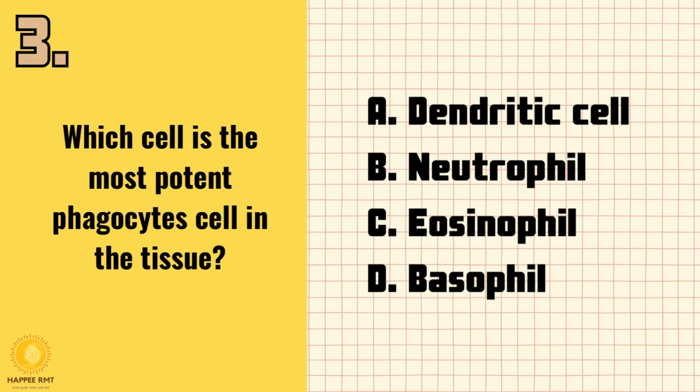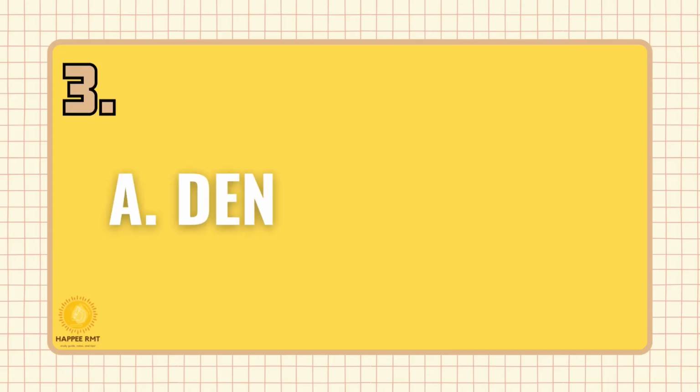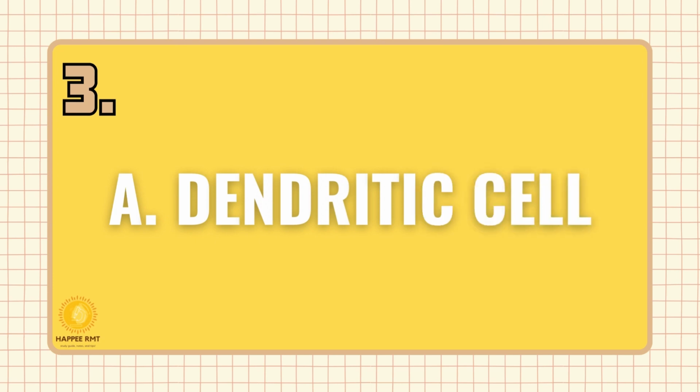Number 3. Which cell is the most potent phagocyte cell in the tissue? A. Dendritic cell, B. Neutrophil, C. Eosinophil, or D. Basophil. Time's up. Answer is A. Dendritic cell.